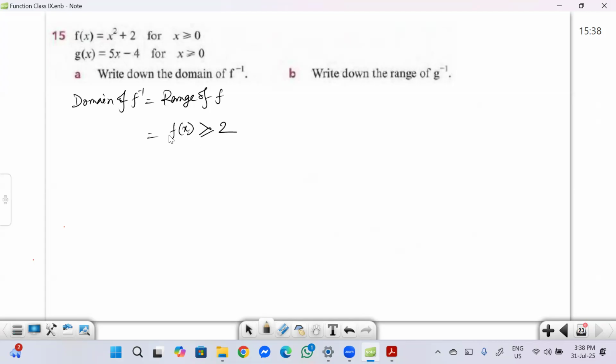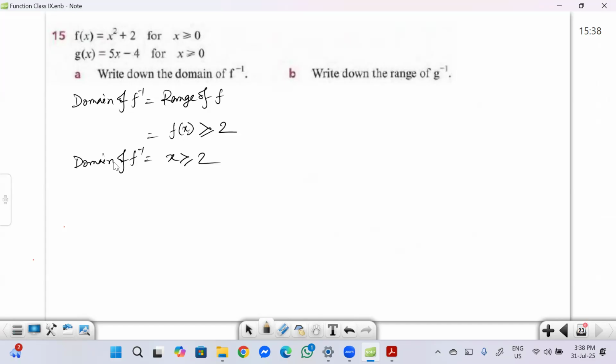So that means the domain of f inverse would be x greater than or equal to 2. Domain means x, so the x of the inverse must be greater than or equal to 2.